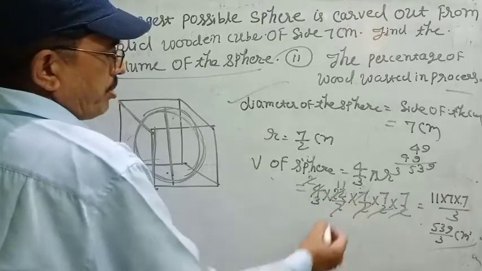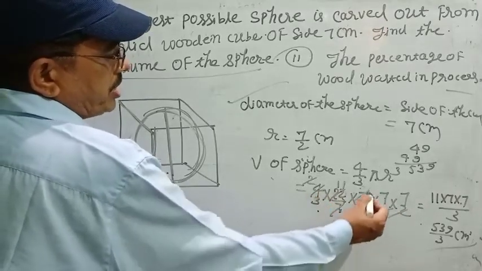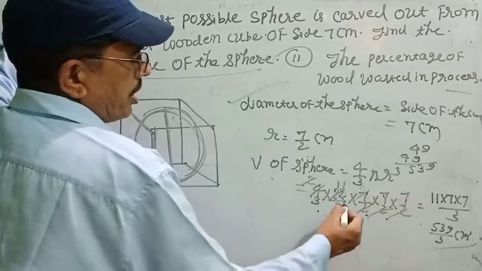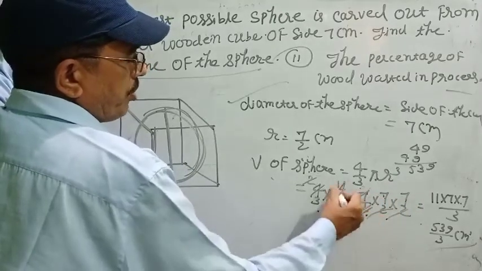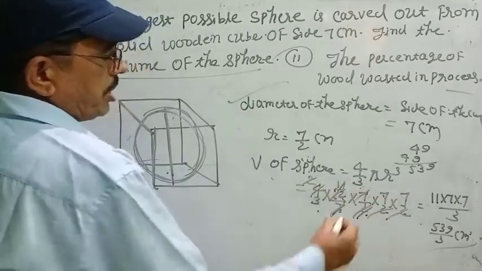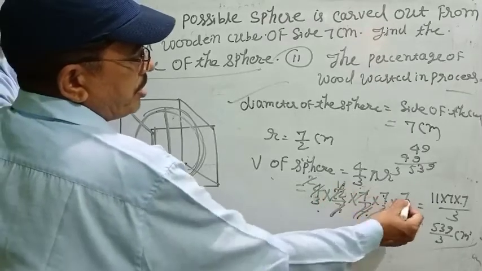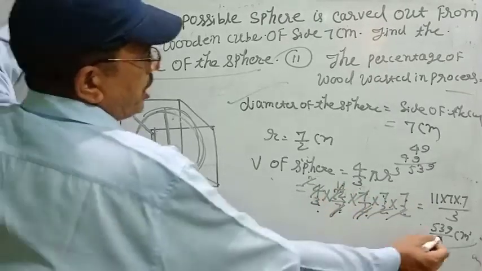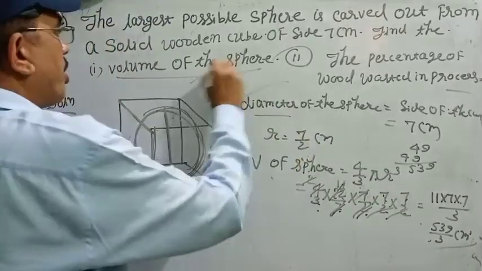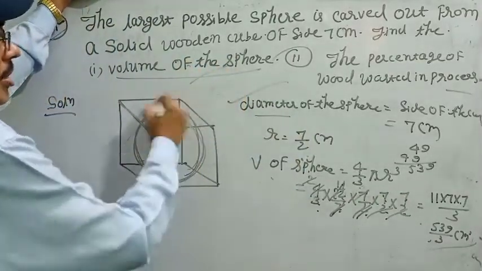Because it is 4 by 3 pi r cube and r is 7 by 2, so 4 by 3 into 22 by 7 into 7 by 2, 7 by 2, 7 by 2. The 7 cancels, 2 into 11 and 2 into 4 cancel. So your answer will be 11 into 7 by 3. So it is the volume of the sphere cut from this cube.